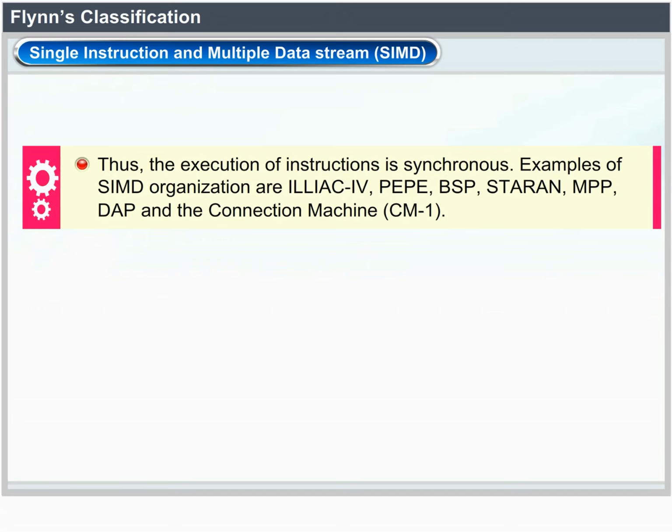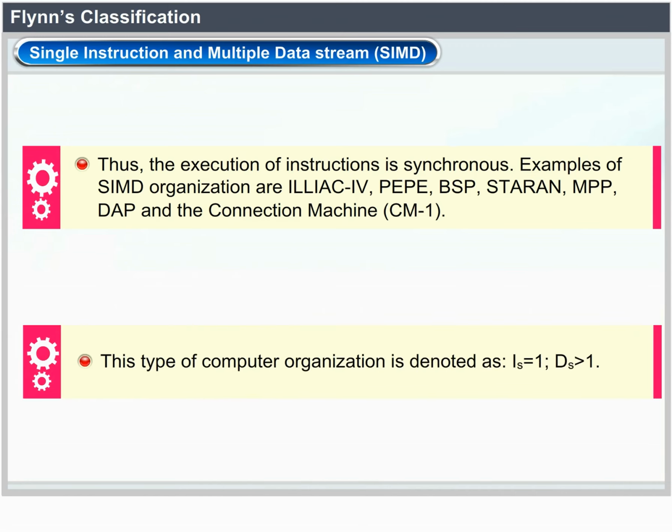Examples of SIMD organization are ILLIAC 4, PEPE, BSP, STARAN, MPP, DAP, and the Connection Machine CM1. This type of computer organization is denoted as IS equals 1 and DS greater than 1.